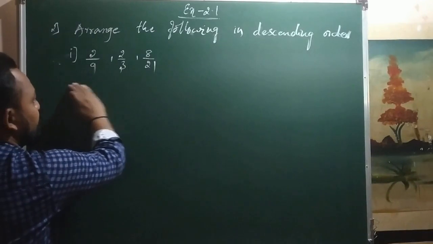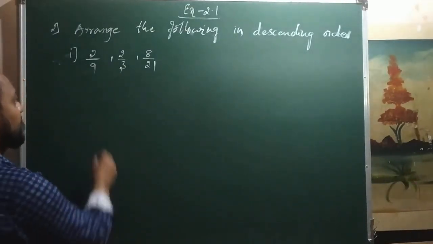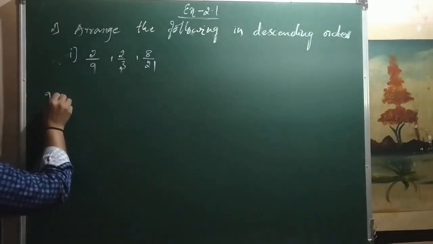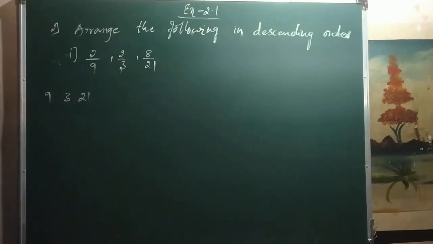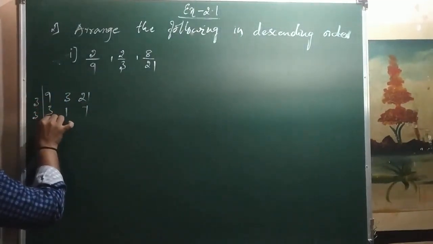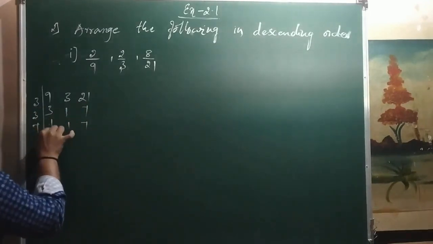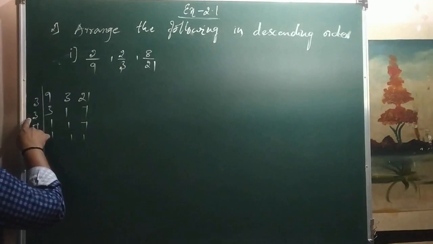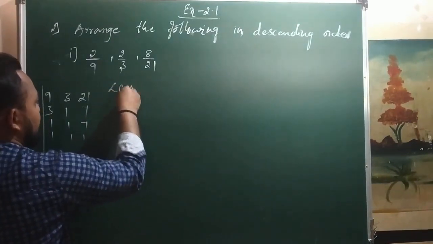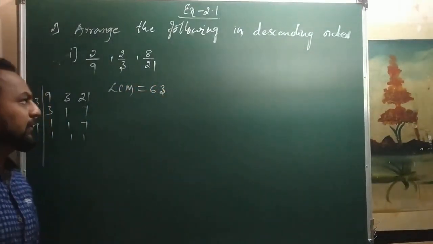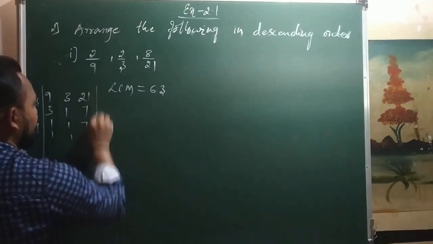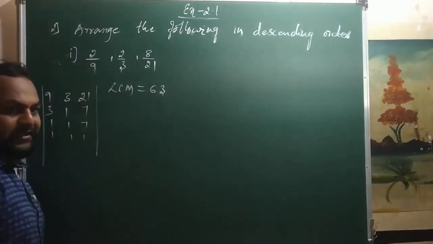The first step is to take the LCM of the denominators. The denominators are 9, 3, 21. 3 3s are 9, 3 7s are 21, so the LCM is 3 3s are 9, 9 7s are 63. The LCM is 63. The second step is to multiply the LCM to each fraction.